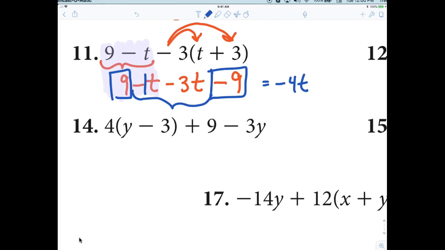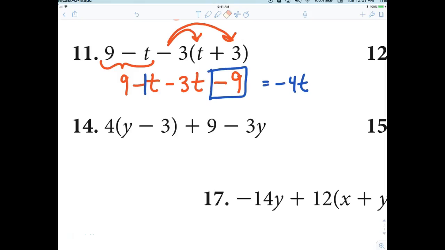Jesse, you're looking like I lost you. You mean how did I get negative 4t? All right, so watch. I'm going to highlight again because I think it's kind of important. I'm combining terms. There's a -1 and a -3. -1 and -3 make -4.